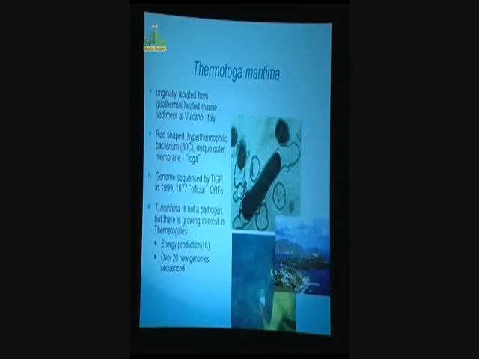Anyway, it was picked up in a very picturesque place in Italy, near Vulcano Island, and it's living in shallow sediment. So it's not a deep sea vent, it's a very shallow sediment.